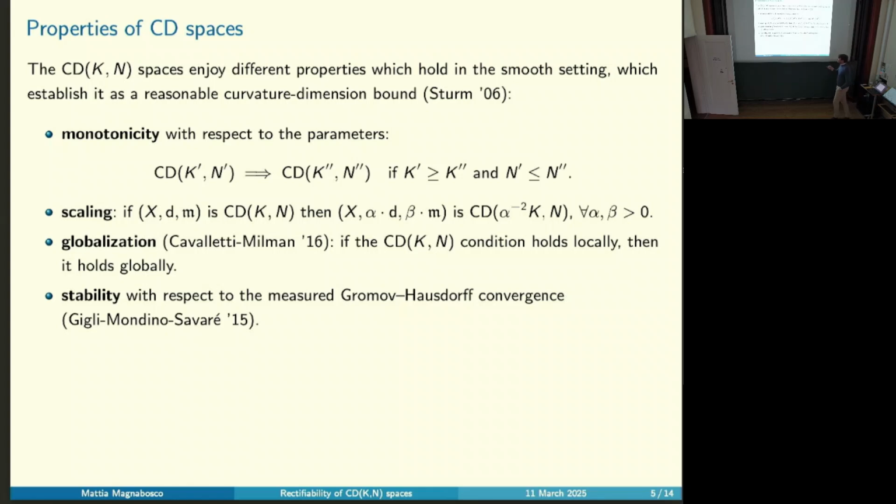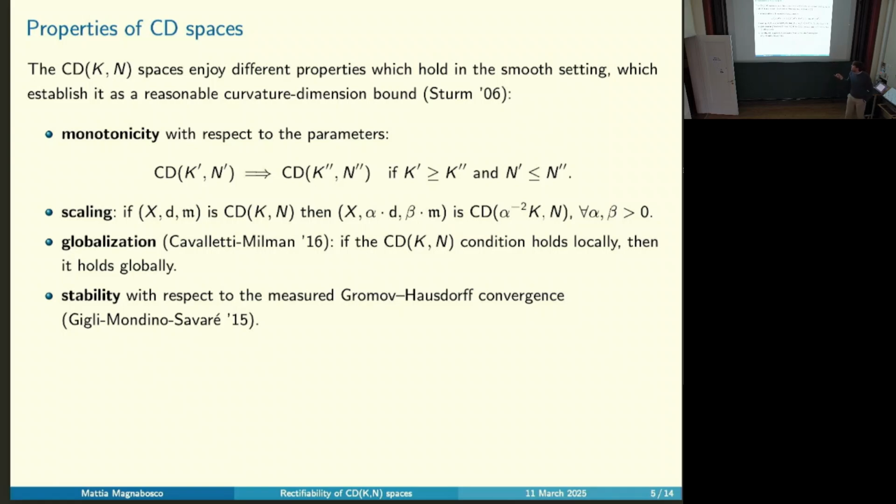And then there are a couple of non-trivial ones. The first one is the globalization property, which was proved in its final form by Cavalletti and Milman, which basically states that if the CDKN condition holds locally in the whole space, then it holds also globally. And so this is of course very reasonable, because if we think of the CD condition as a curvature dimension bound, then the Ricci curvature tensor is a local object. So of course, if the bound holds locally, then it also holds globally. But the CD condition is not defined in a local way. So this is non-trivial, but it's true.